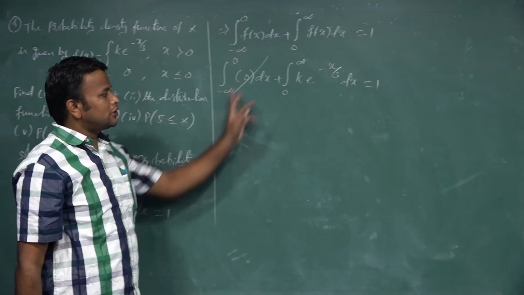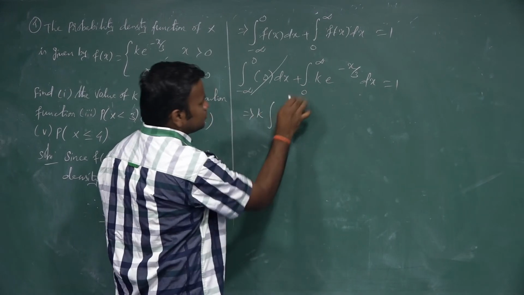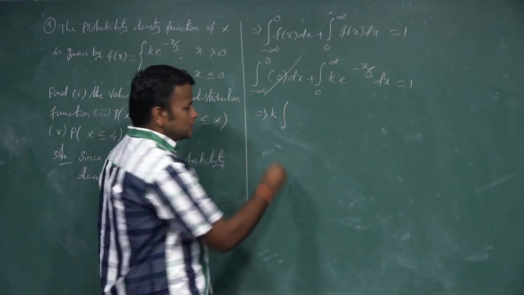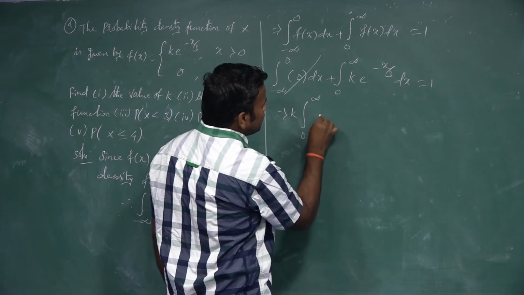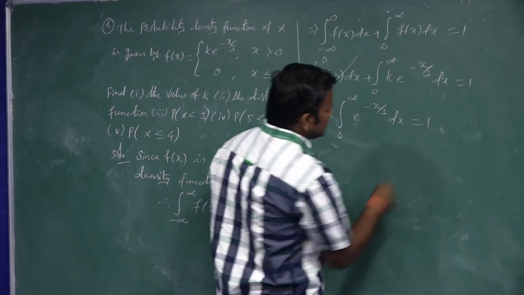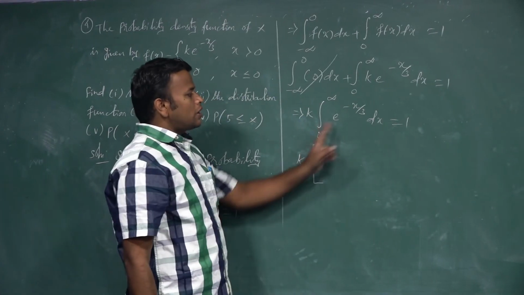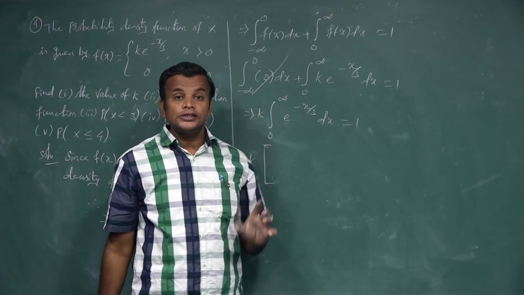We cancel here because this is 0. In the second integration, k is constant, so I will take the constant outside: k times the integral from 0 to infinity of e power minus x by 3 into dx. So what is the integration of e power minus x by 3?